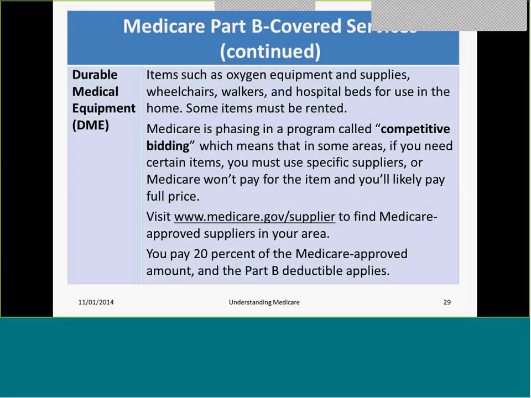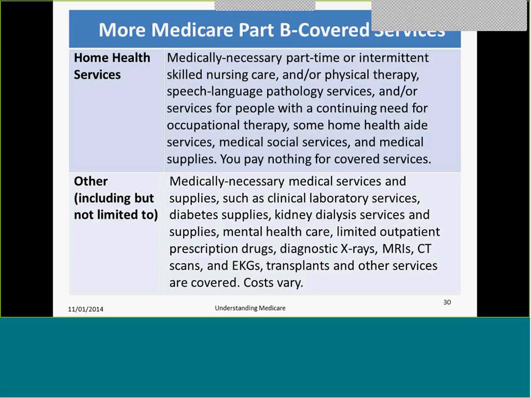For your durable medical equipment, things like oxygen equipment and supplies, there is a new program called competitive bidding, depending on the supplier. I've not gotten any feedback on that in Kansas City, but in some cases, you have to go through the bidding markets. If you don't use specific suppliers for your DME, you run into issues. Home services, again, is covered under Part B, and you have your other services, labs, kidney dialysis, diagnostic x-rays, testing, and so on and so forth.